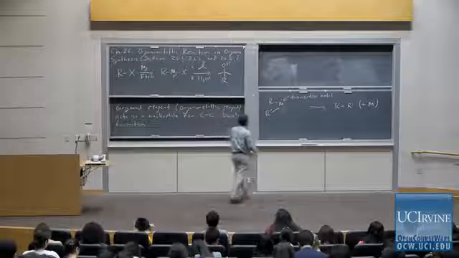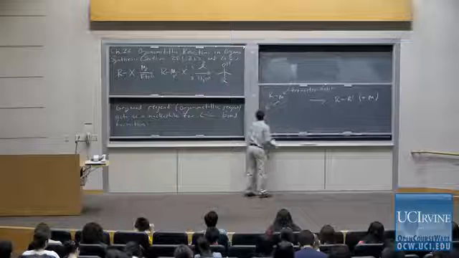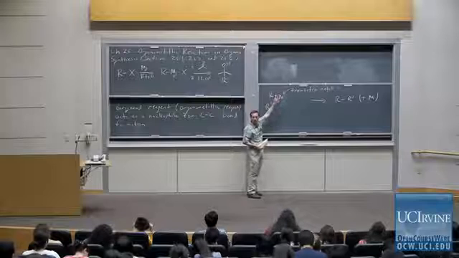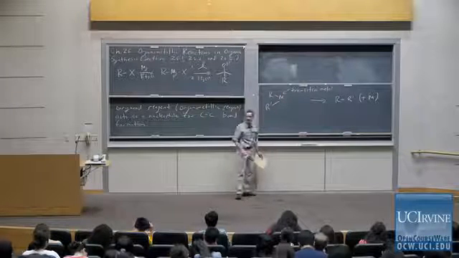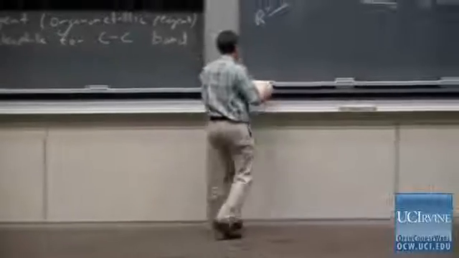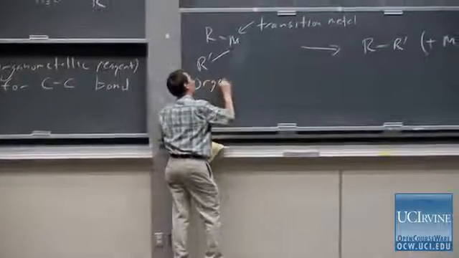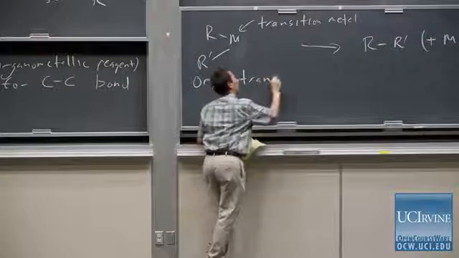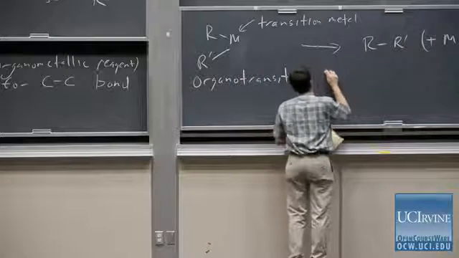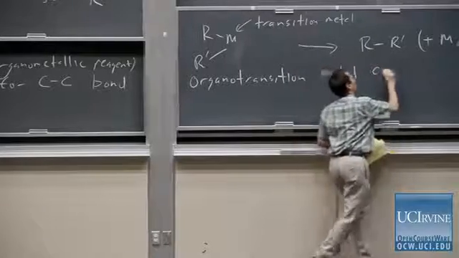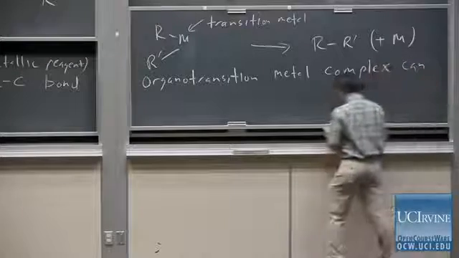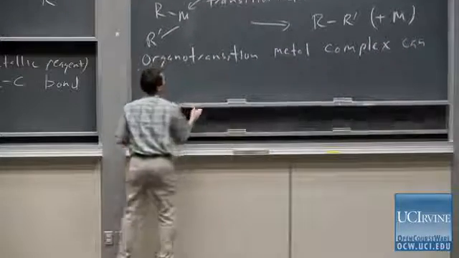You could say that the organometallic complex, so this is an organometallic complex because you have organic groups bonded to a metal, acts sort of like a template to bring the two R groups together. I'll say it can act as a template for CC bond formation.